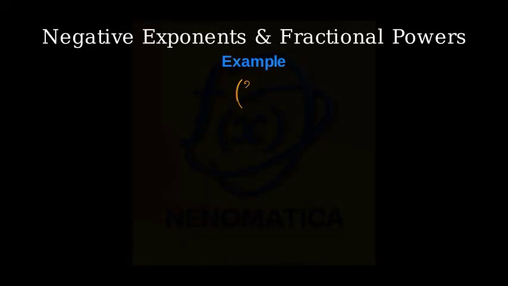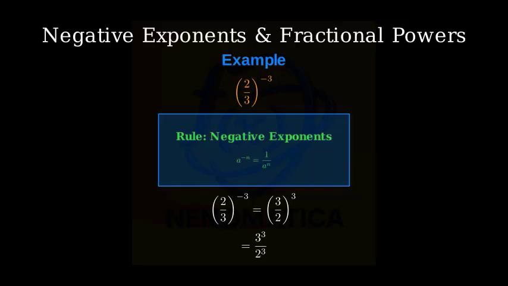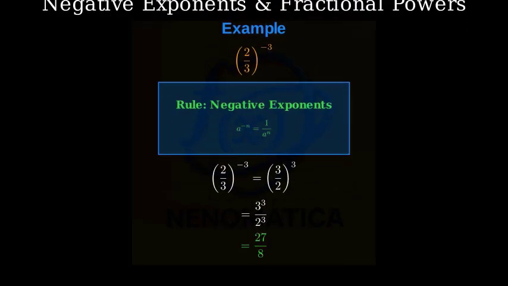Let's start with our first example. We need to simplify the expression 2/3 raised to the power of negative 3. To solve this, we'll use the negative exponent rule. When we have a negative exponent, we can rewrite it with a positive exponent by taking the reciprocal of the base. Now, we can evaluate this positive exponent. We calculate 3 to the power of 3 divided by 2 to the power of 3. Let's compute these powers. 3 cubed equals 27, and 2 cubed equals 8.